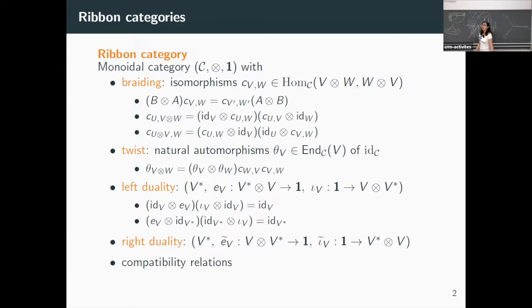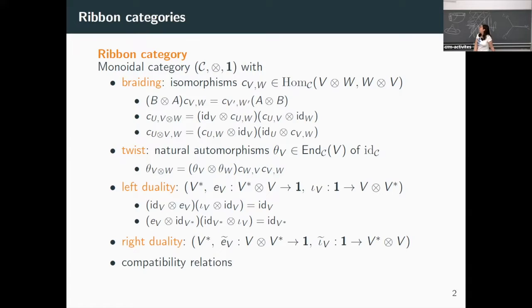Okay, so first ribbon categories. These are in fact the categories in this talk that will have the most structure. So they are monoidal categories, so we have a tensor product, which have braiding. As we've seen last week, this gives us morphisms from tensor products V tensor W to W tensor V. Now our braidings will not be symmetric, so these are not symmetric tensor categories.